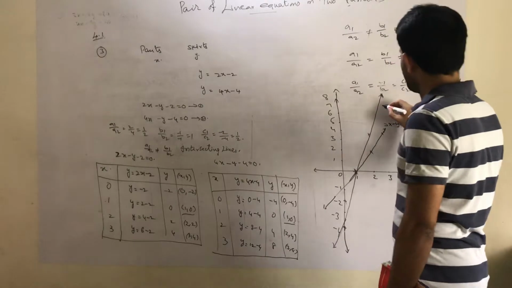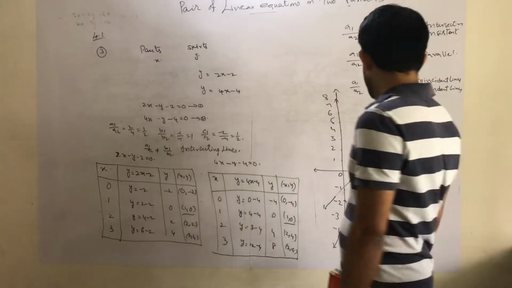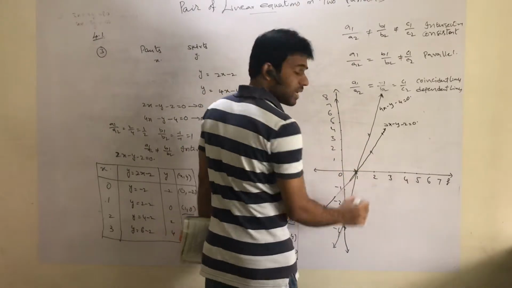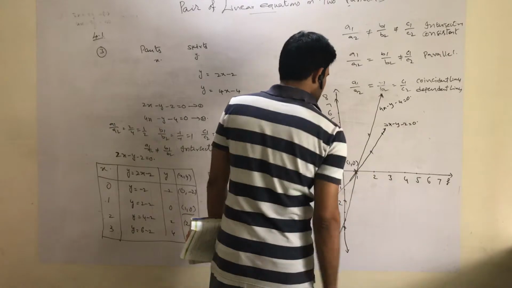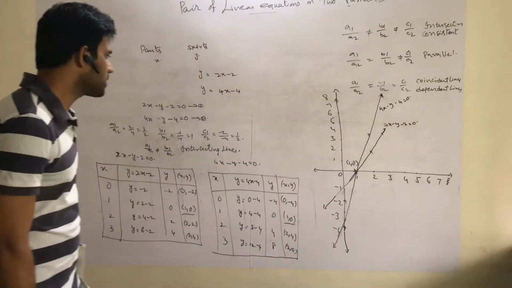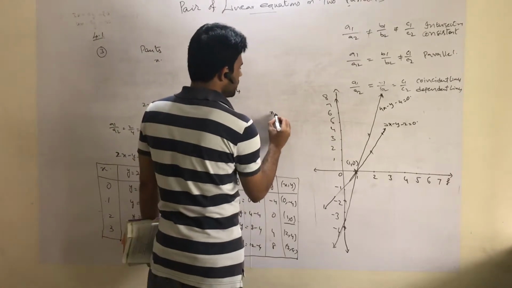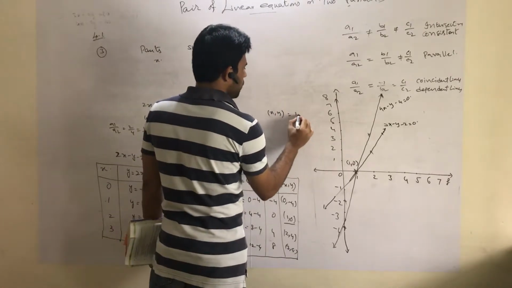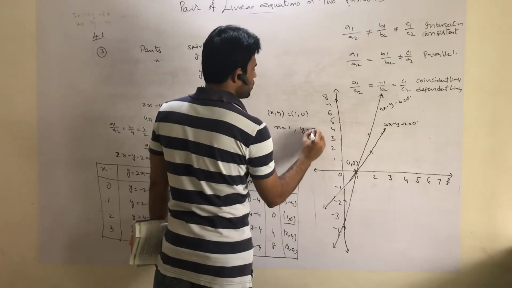Okay. So this line is 4x minus y minus 4 equal to 0. So what is the intersection point? These lines are intersecting and the point is (1, 0). That means the solution for this is (x, y), which is (1, 0). That means x is 1 and y equal to 0.